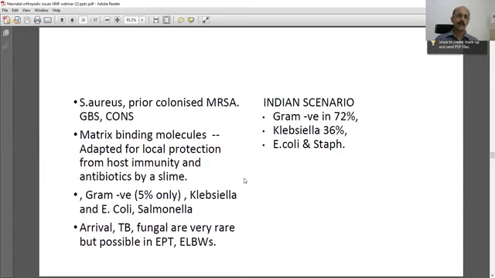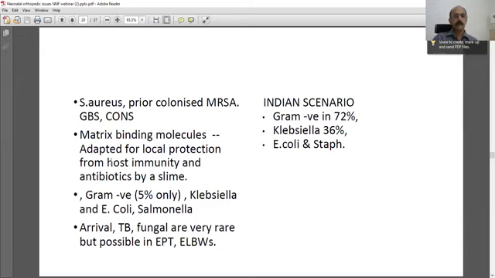Coming to the microbiology, what are the organisms more common? On the left side, I have mentioned the textbook organisms, but the Indian scenario based on one study in Chennai is written on the right side. Staph aureus, in particular MRSA if it's a prior colonized organism, group B streptococci, and coagulase negative staphylococci. These are the common organisms, and they have found that gram-negative was only 5% in their study.